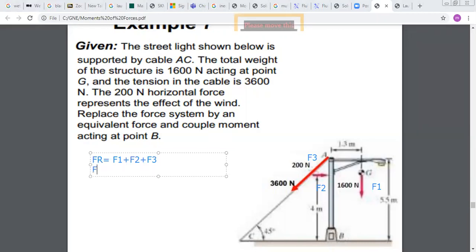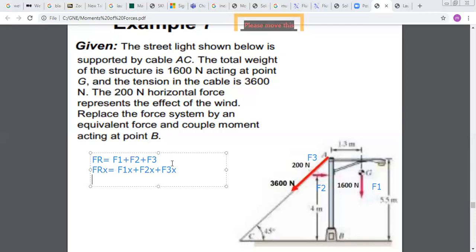So you will say that Fr in X is equal to F1X plus F2X plus F3X, and the same for the Y direction. So in order to find your resultant force, you should find the components of each of your forces and do their addition. Once you find Frx and Fry, you can calculate the magnitude of your resultant force and the direction of your resultant force.